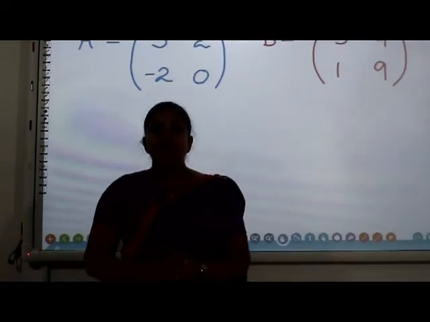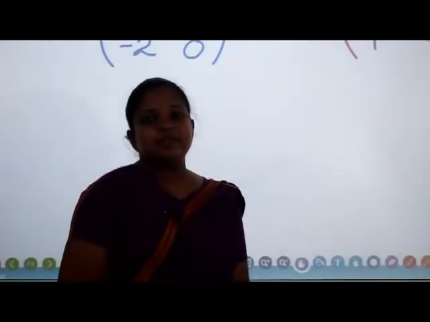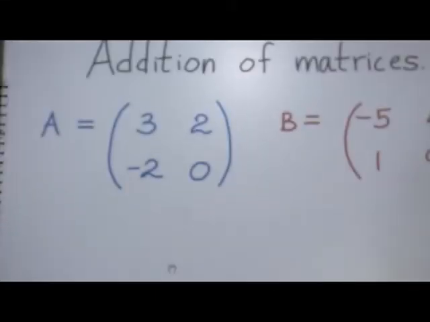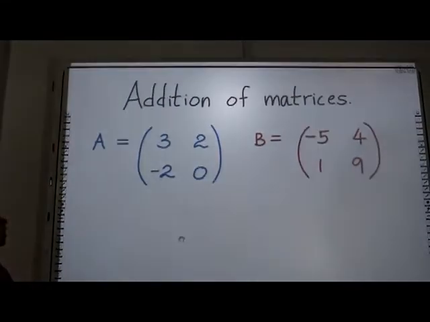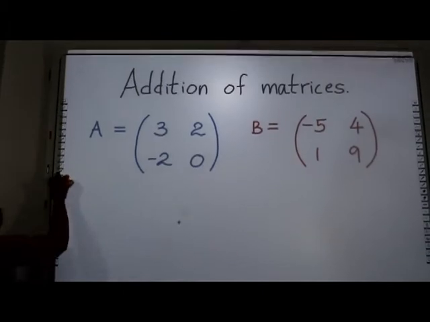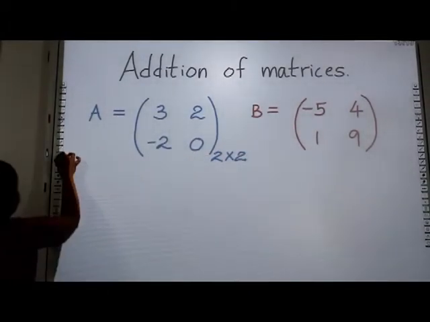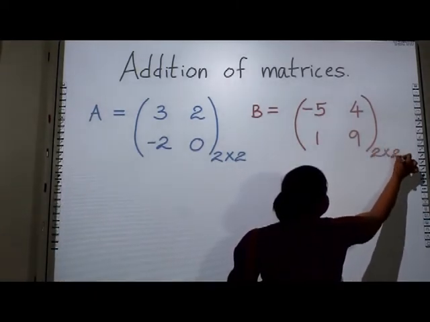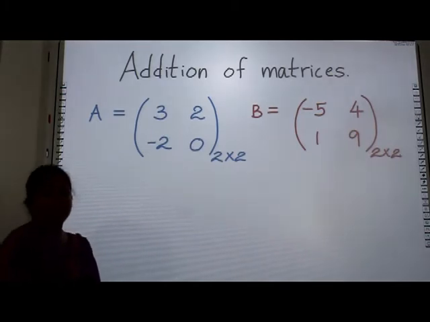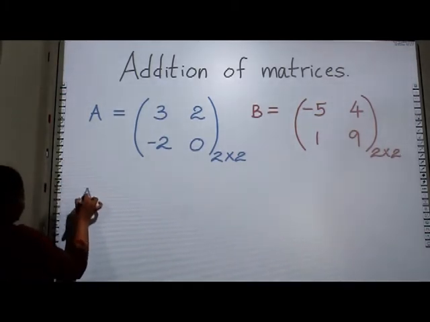Now let's see how to add 2 matrices together. Here we are going to discuss the addition of matrices. Here you can see A and B, 2 matrices. The first one's order is 2 by 2 and the second one's order is also 2 by 2. Addition of matrices is very easy. Let's get the sum of A and B.